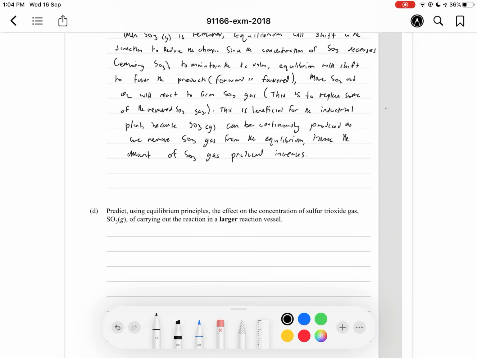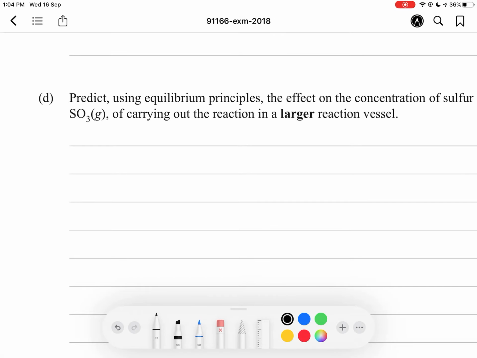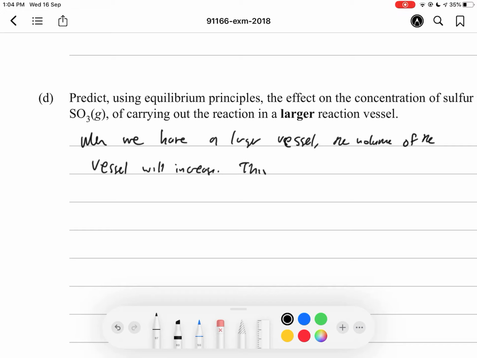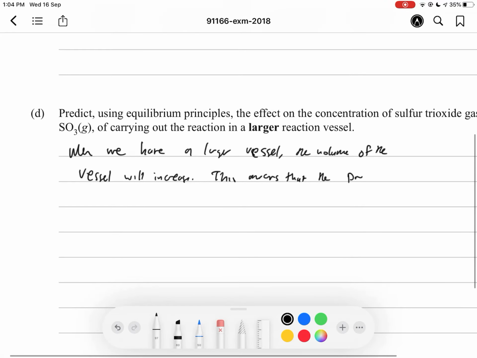You can actually link the larger volume to decreased pressure as well, and you can link the decreasing pressure to equilibrium favoring the side with more gas particles. So in this case, when we have a larger vessel, the volume of the vessel will increase. This means that the pressure will decrease.